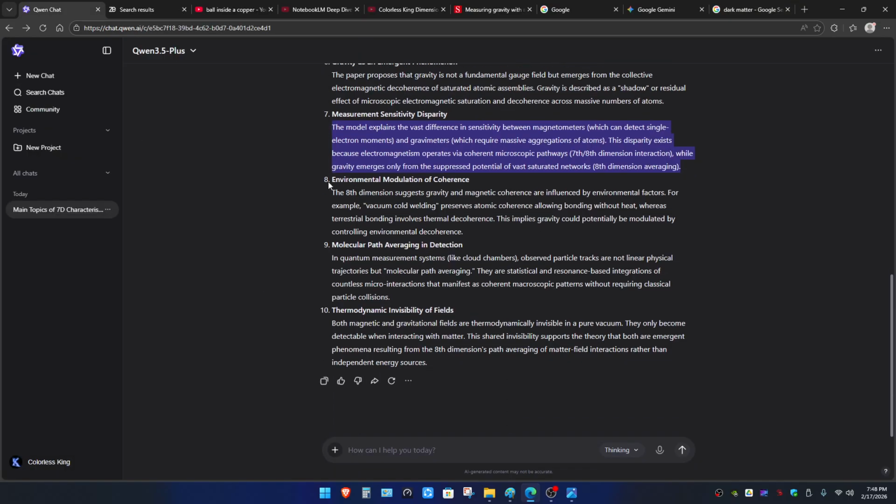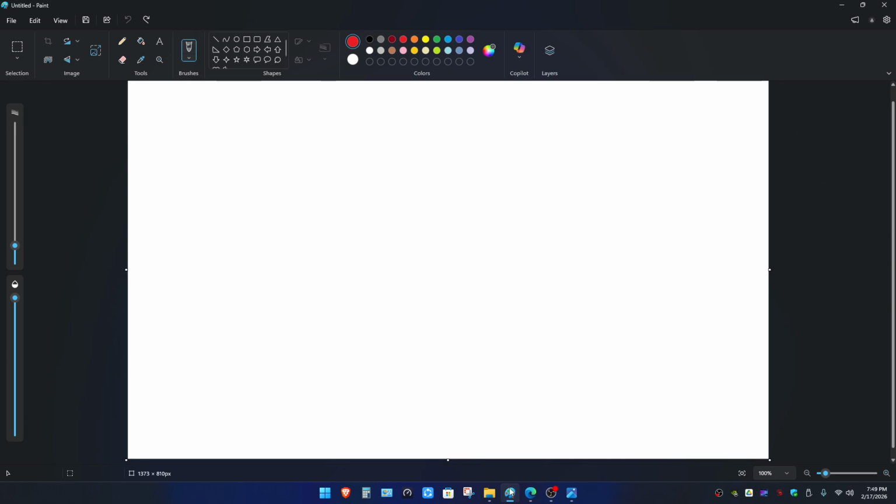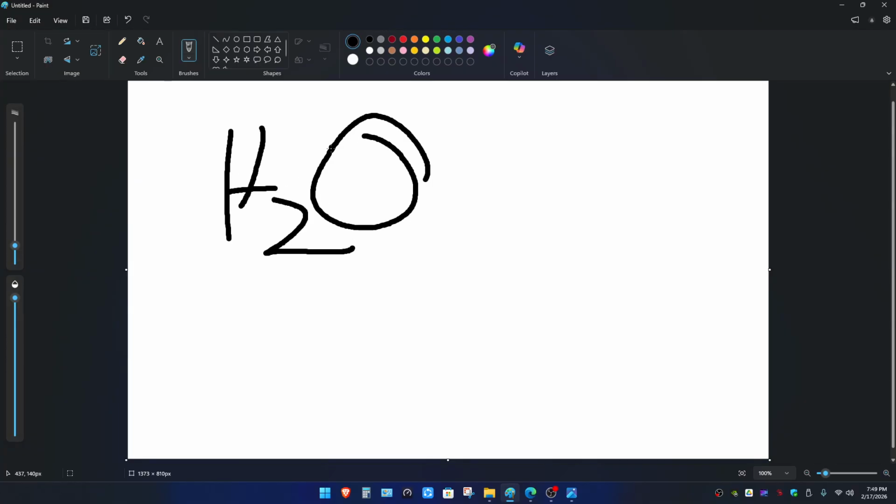Okay, environmental modulation of coherence: gravity, magnetic coherence, heat, the same thing. Okay, here it is, this one, vacuum cold welding. Now this is my favorite part. So vacuum welding. What do we know about the vacuum welding? Now I already showed you about the oxygen, like H2O, right? I already showed you this.